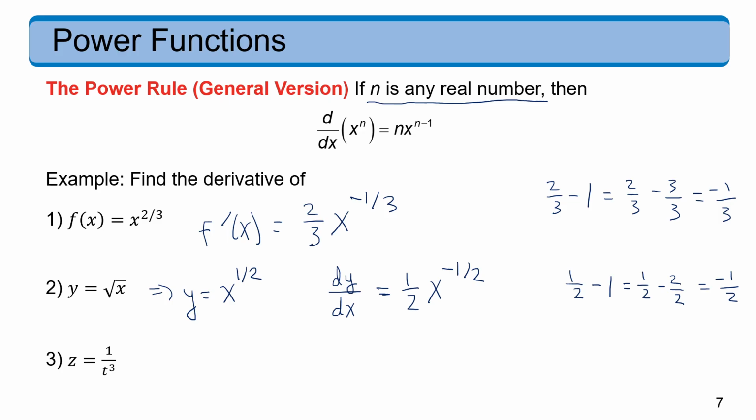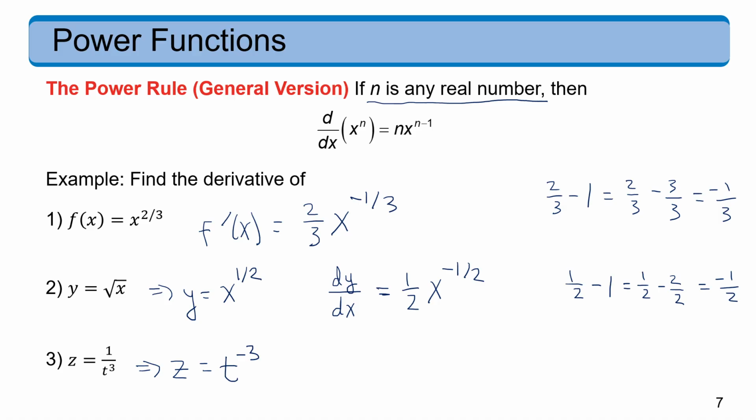And then the third one, we have z equals 1 over t cubed. This doesn't look like just a simple power function, right? It looks like 1 over a power function. But here, we can rewrite this fraction using a negative exponent. So here we have z equals t to the negative 3. Right? So that's a concept you should be familiar with from pre-calculus.